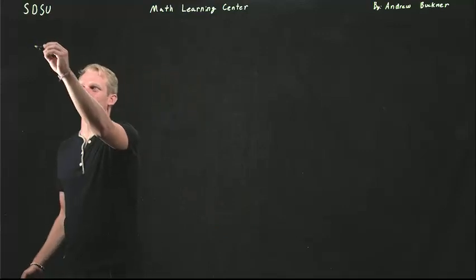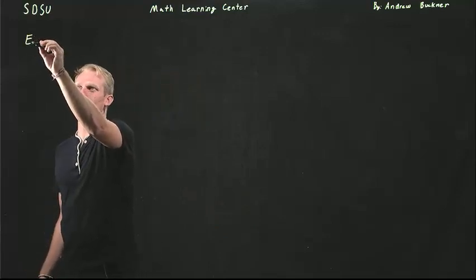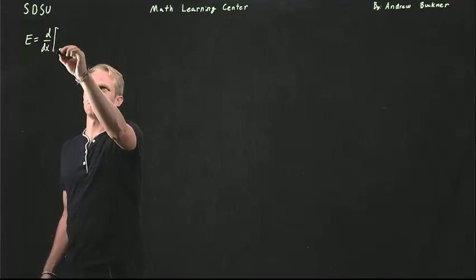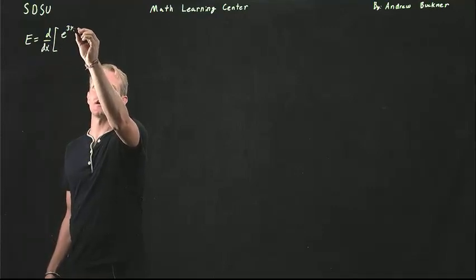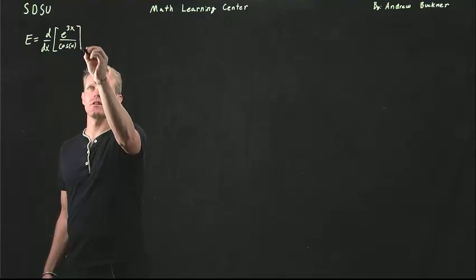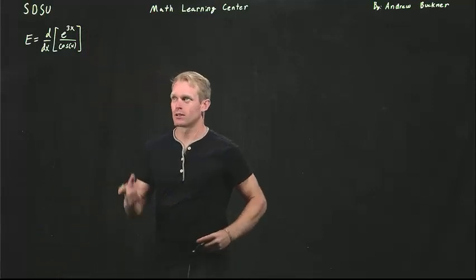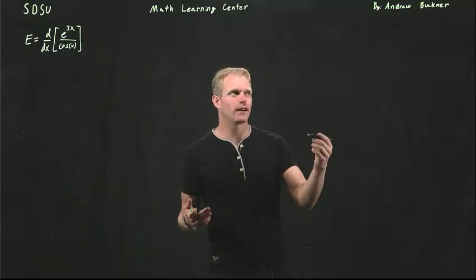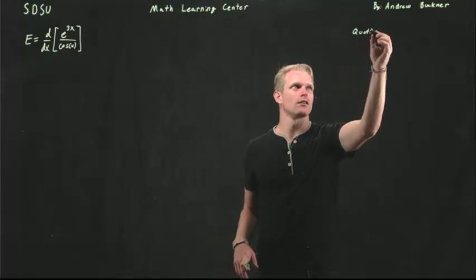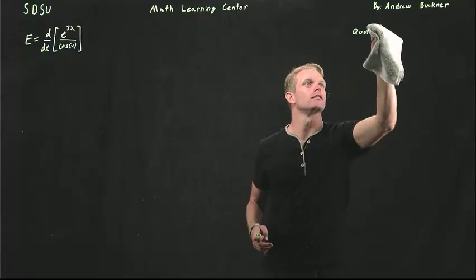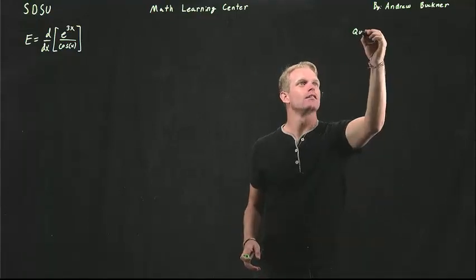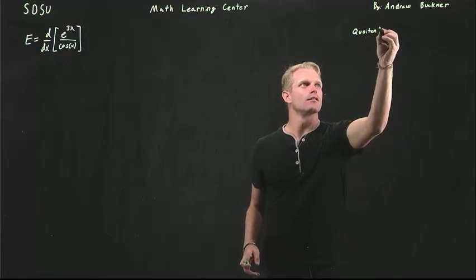So our rational function that we have here is the derivative with respect to x of e to the 3x all over cosine of x. Now, like I said, we're using the quotient rule because we have a rational function, and what the quotient rule tells us is... sorry, I still need to learn how to spell. Quotient rule.